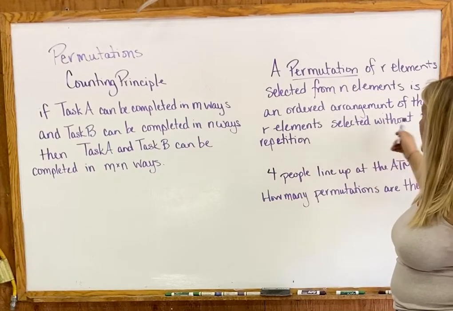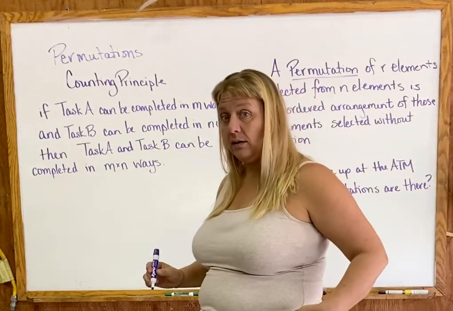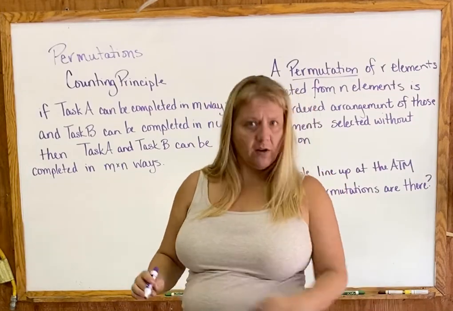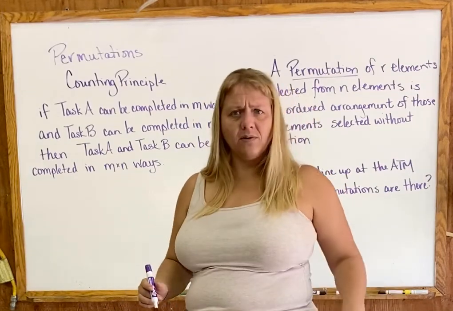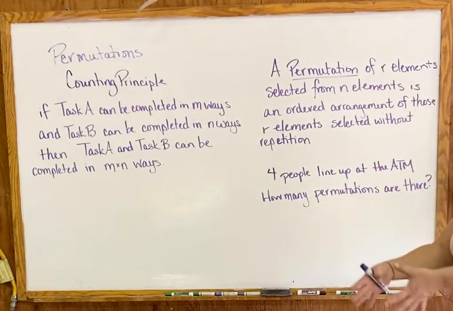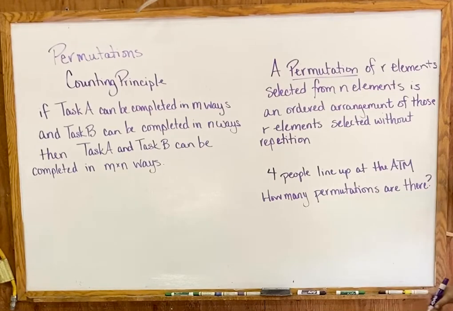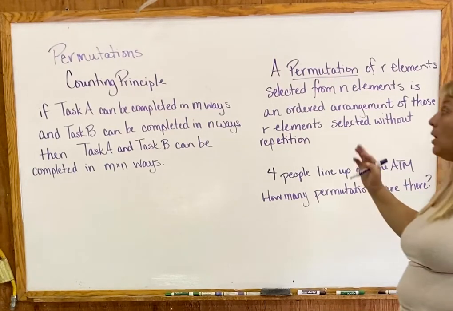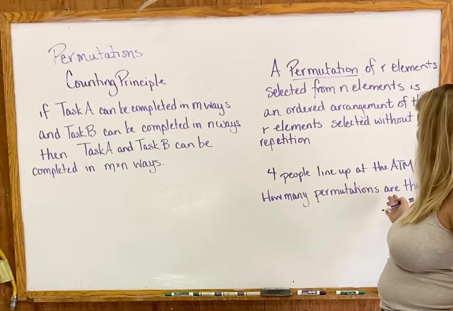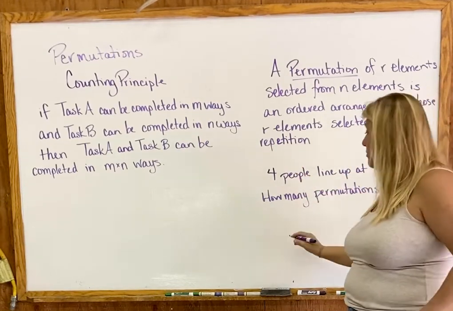And then the other thing is that there is no repetition, because once a person is in line, if they're the first person in line, can they also be the second person in line or the fourth person? It doesn't work that way. So once one person has filled a spot, they are in that spot and there's no repetition for them. Okay, so we can find how many permutations there are by doing the pigeonhole method or using the counting principle.